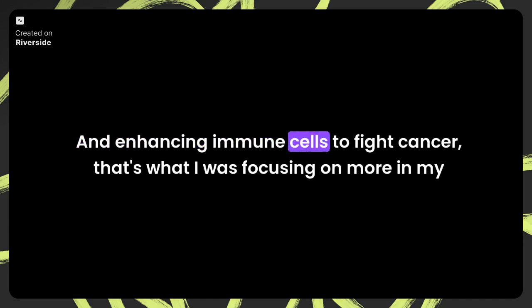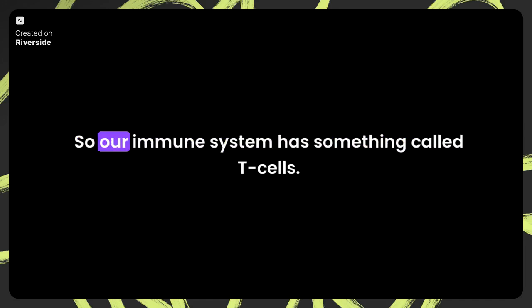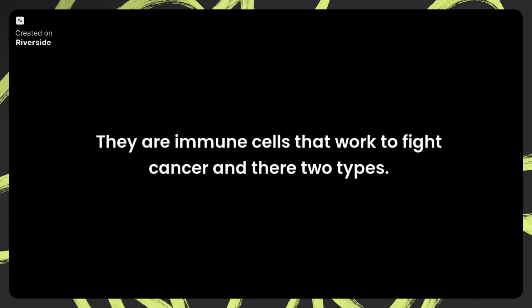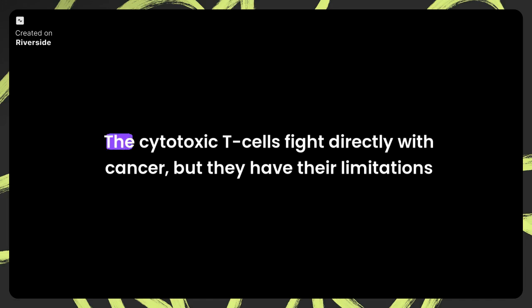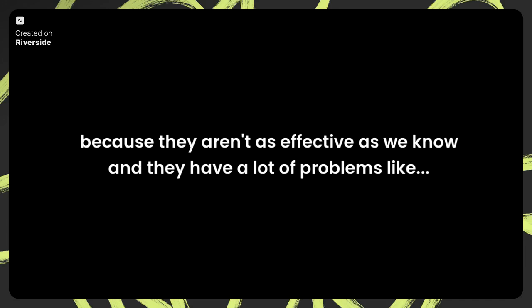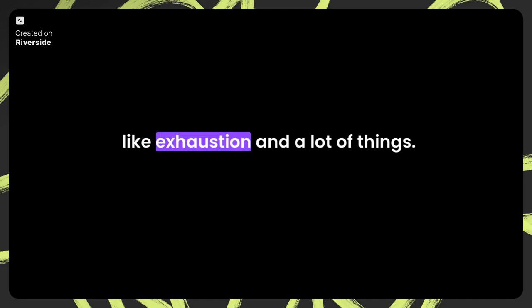And enhancing immune cells to fight cancer, that's what I was focusing on more in my research, especially CAR T cell therapy. So our immune system has something called T cells. They are immune cells that work to fight cancer, and there are two types: helper T cells and cytotoxic T cells. The cytotoxic T cells fight directly with cancer, but they have their limitations because they aren't as effective as we know, and they have a lot of problems like exhaustion, and a lot of things.